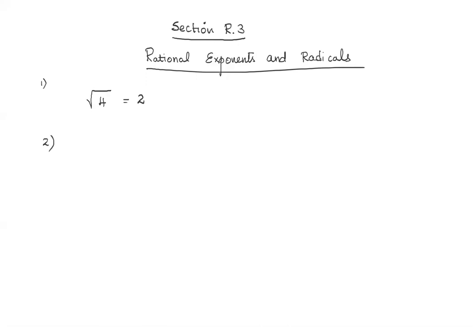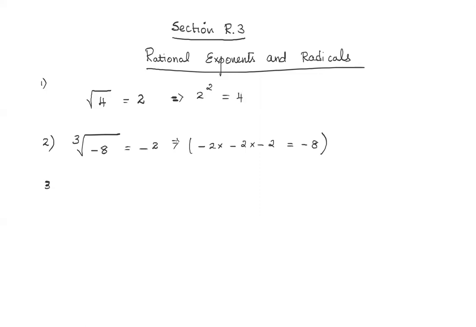The second one, if n is an odd integer. So for example, 3. We are finding the third root of negative 8. What that means is when you multiply negative 2, negative 2, negative 2, 3 times, we get negative 8. So the cube root of negative 8 is negative 2. So the same thing here, 2 square is 4.